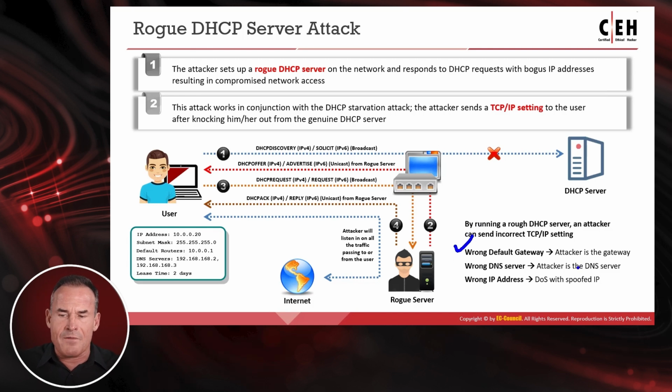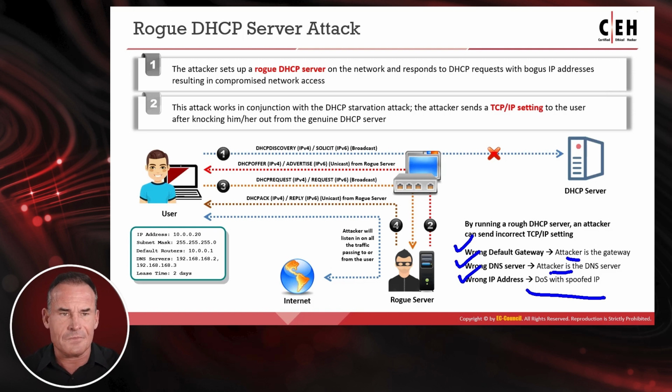Wrong default gateway, the attacker's the gateway. Wrong DNS server, the attacker's the DNS server. Or wrong IP address, causing a denial of service with a spoofed IP. Just give them the wrong address entirely. Crickets. No gateway is nothing on the same network. So the wrong gateway sets up a man-in-the-middle attack where the attacker impersonates the router. The wrong DNS server sets up a DNS poisoning attack, which we're going to talk about towards the end of this module.